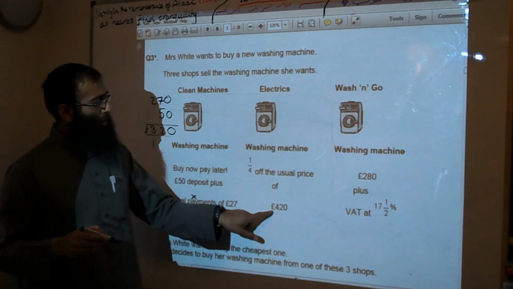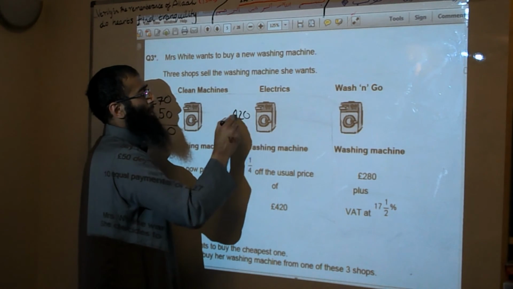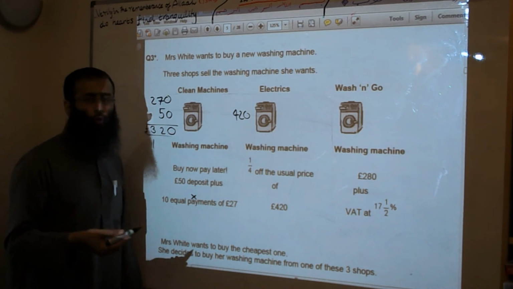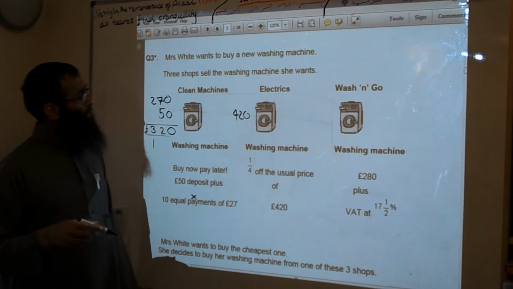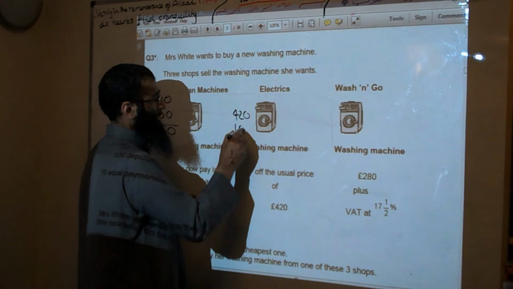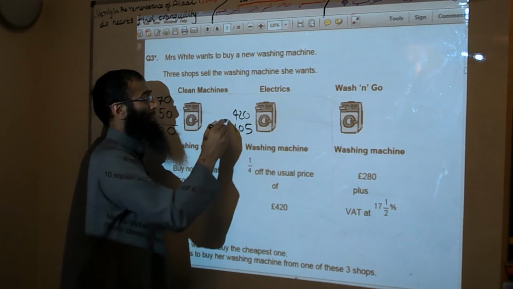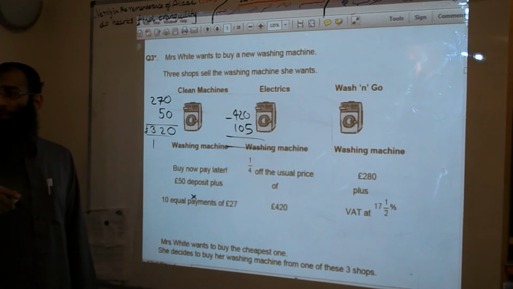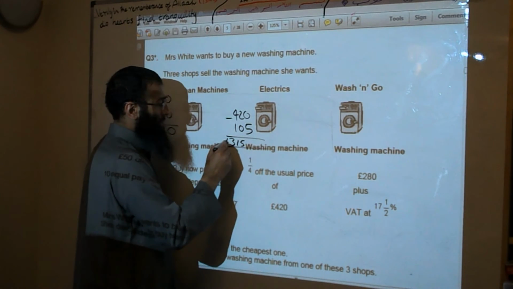Okay. This one is a quarter off the usual price of 420. So for 420, we have to divide it by 2 and then divide it by 2 again. So quickly we're working out divided by 4. Half of 420 is 210 and half of 210 is 105. Okay, so 105 is how much you save. That's a quarter of this, and a quarter off means minus it. So 420 minus 105 will give us 315.